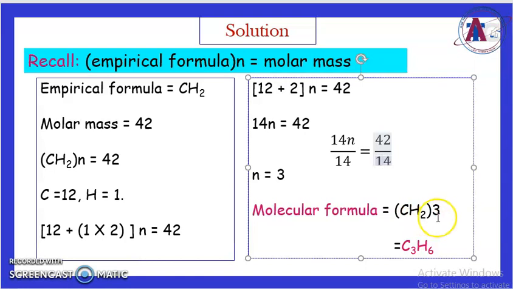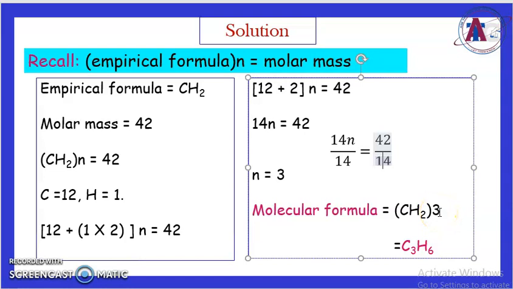Let's bring it back to the empirical formula. Molecular formula is the multiple of empirical formula, right? So this is the empirical formula, and that multiple is 3. So we put 3 here. N is 3, so we put 3 here.